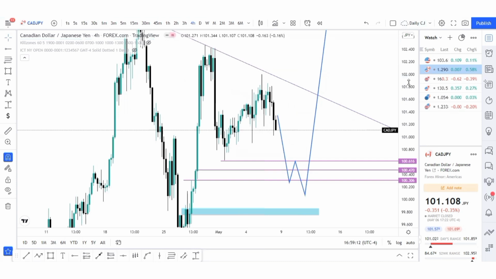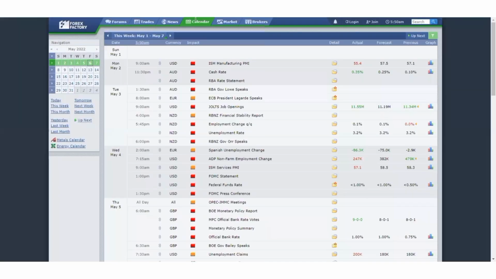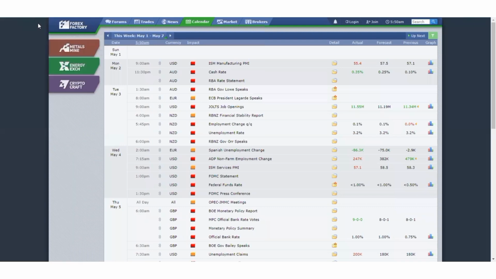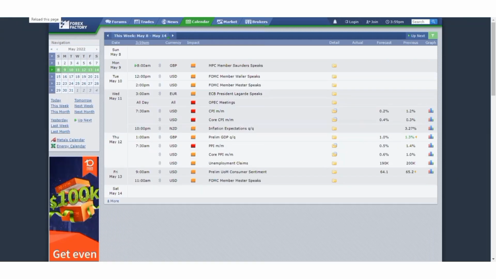So that's where I stopped before. I said for my day trades, I will now go to the economic calendar and see if there is high impact, medium impact or low impact news on the Canadian dollar and the Japanese yen that I'm hoping to trade. So here now, this is the news for next week.